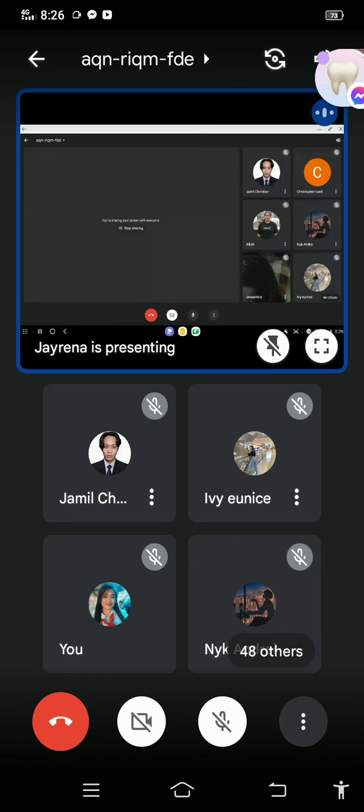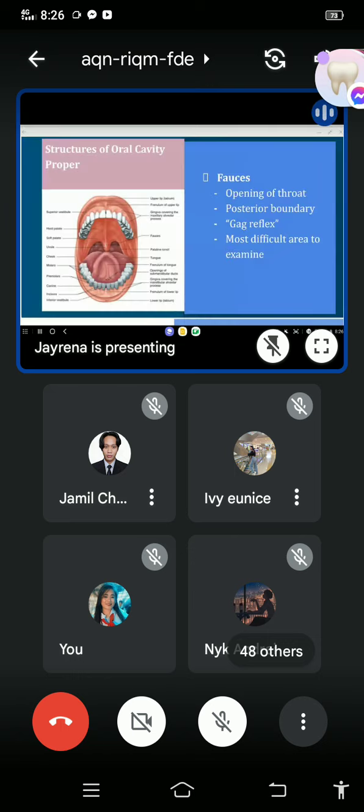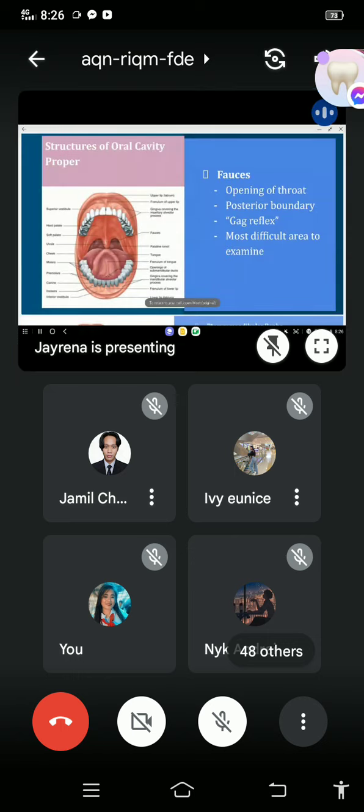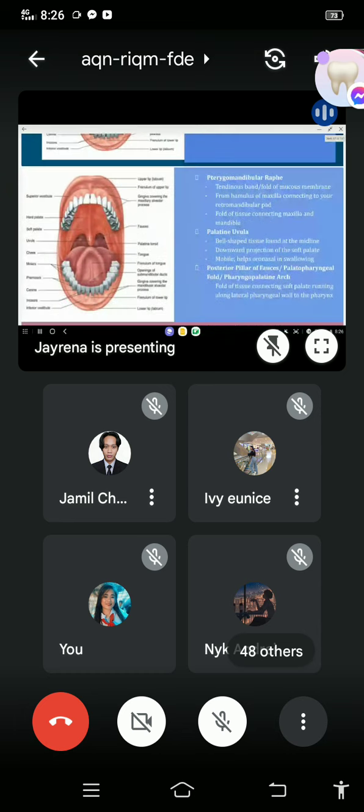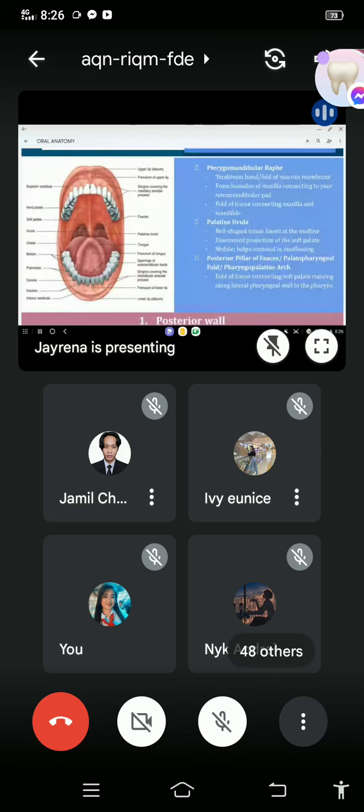Okay, going back. So when you talk about fauces, they are openings of the throat that are found in the posterior boundary, so sa likod. So there are different parts or different types of fauces. Pero una natin kailangan malaman, we have what do we call as the pterygomandibular raphe. So what's a pterygomandibular raphe?